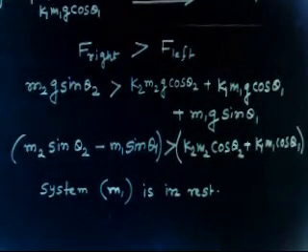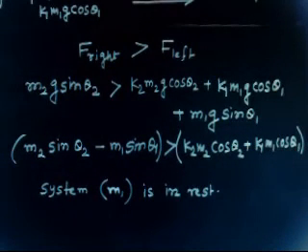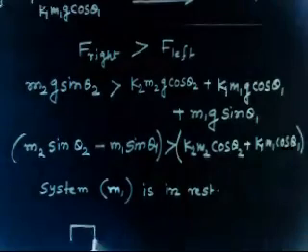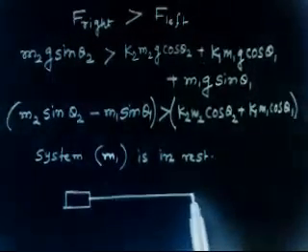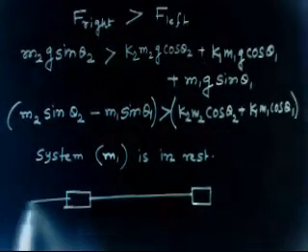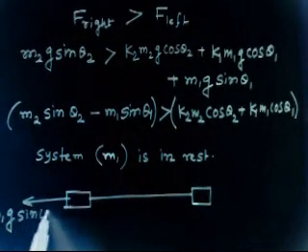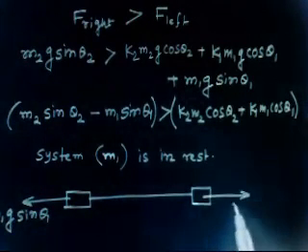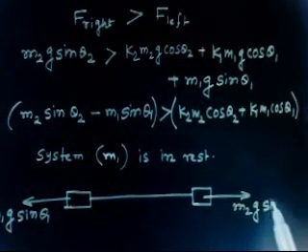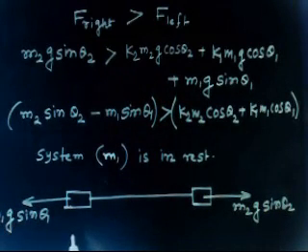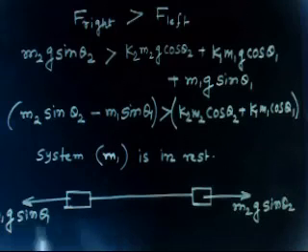This means neither it goes up nor it goes down. So you see, we can derive the same thing. Let us look at the diagram. This is my system. On this side we have force m1g sin theta 1, and on this side we have force m2g sin theta 2. Now let us say this does not move, so it neither moves this side nor this side.